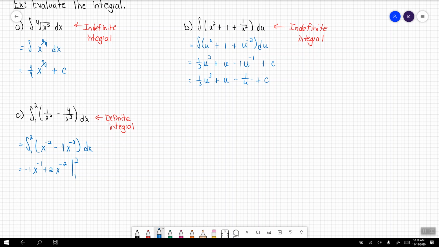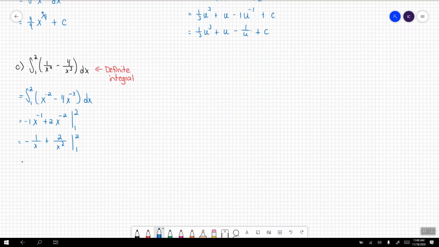All right, let's keep going. We're going to evaluate the first function. Or you know what, let's go ahead and interpret the negative exponents really quick before we evaluate. This is going to be negative 1 over x plus 2 over x squared. We evaluate this from 1 to 2. So let's go through that evaluation process.